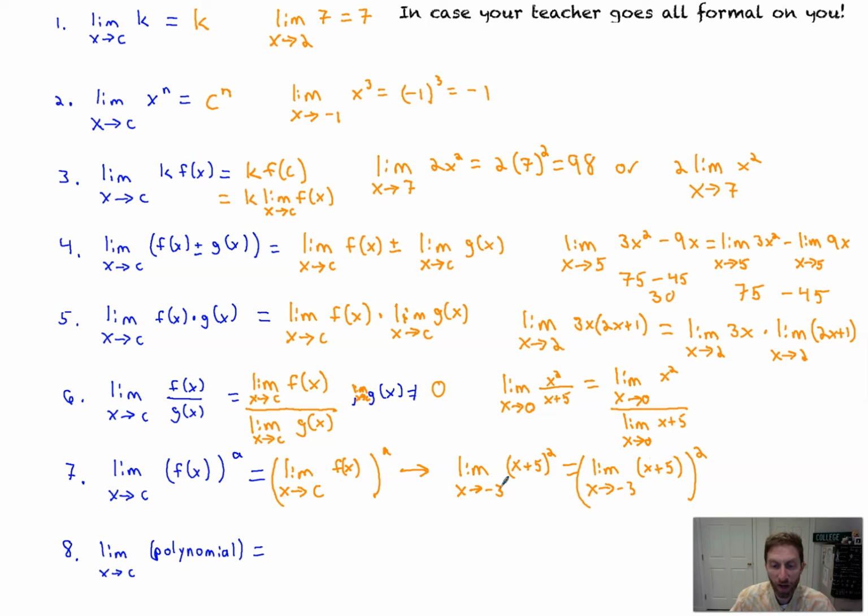And no matter which way you do it, you're going to plug in negative 3. Here, you plug in negative 3, you get 2 squared. Here, you plug in negative 3, you get 2, and then you square it. Either way, you get 4. Right? So it's all backed up by this direct substitution.